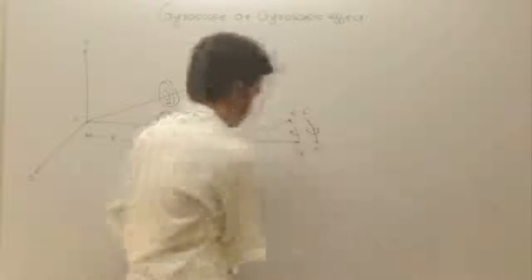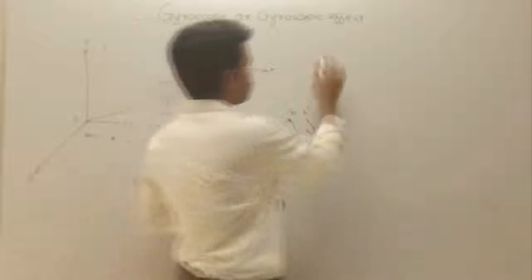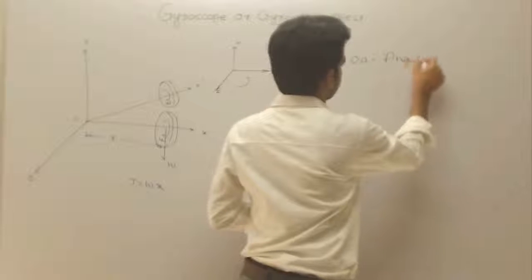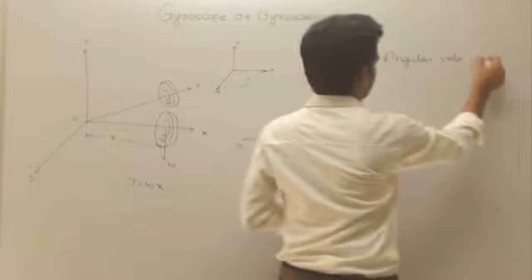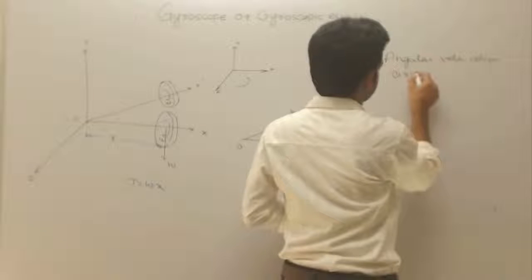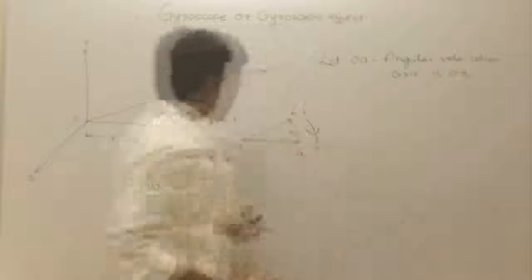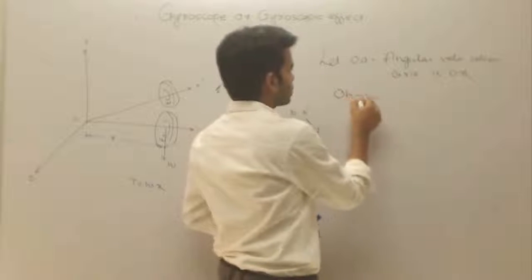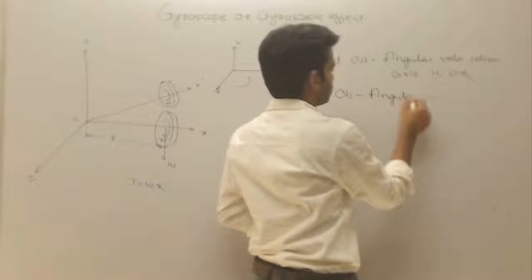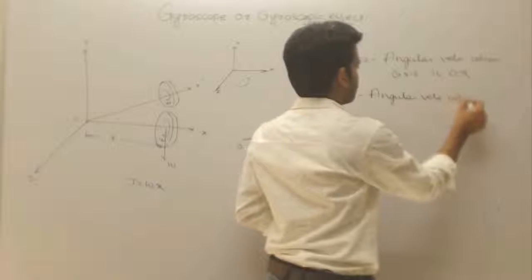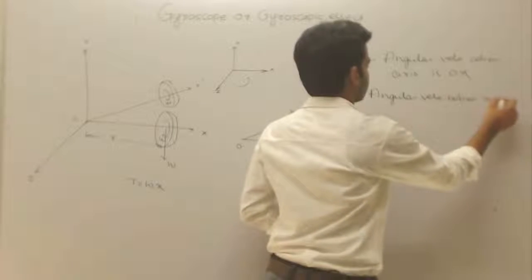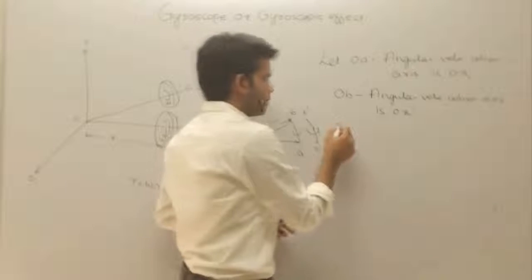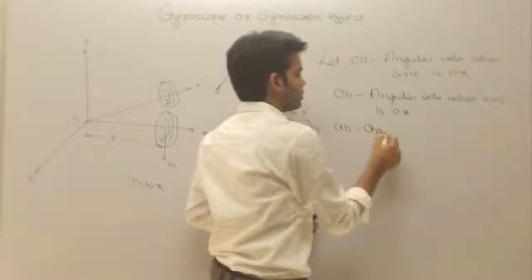Now let this OA be the angular velocity when the axis is OX. Okay, when the axis is OX, the angular velocity is OA. Let OB be the angular velocity when the axis is OX dash. Okay, AB will be the change in angular velocity.